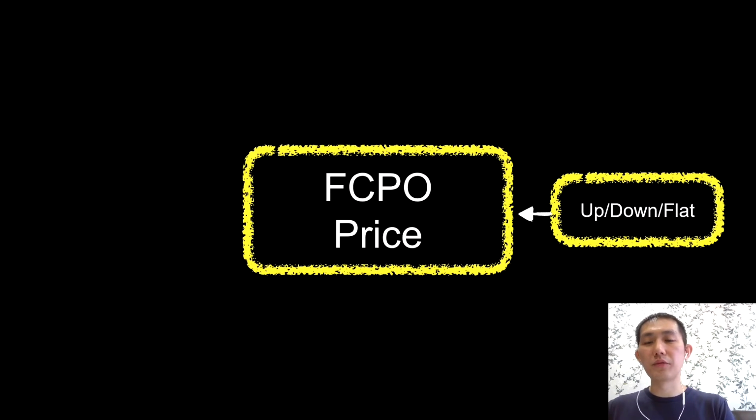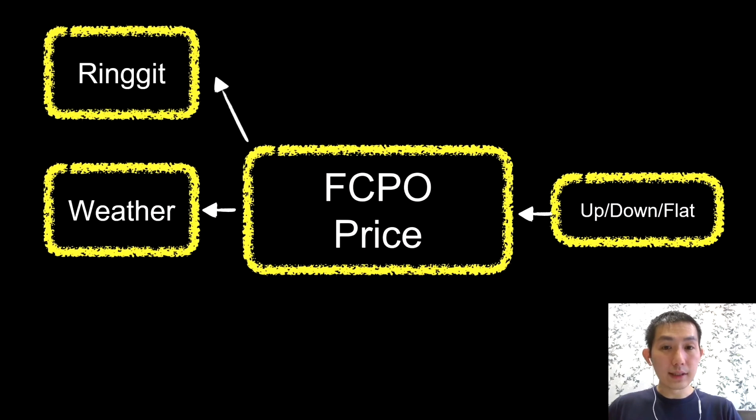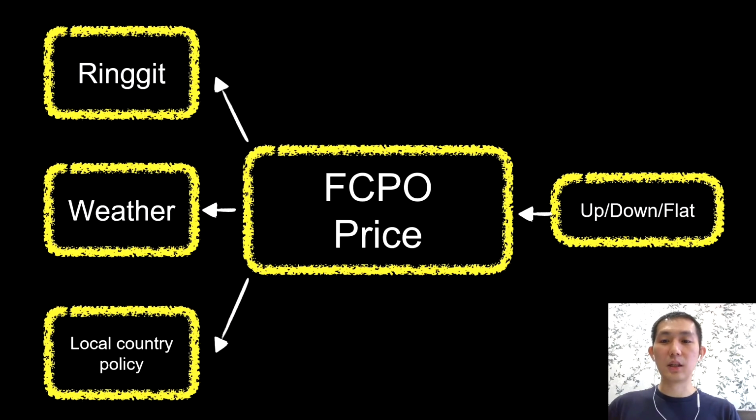Now let's apply this to our trading situation. So let's say you already know that the market is going up, going down, or even going sideways. So here you want to move backwards to find out what caused the price to move. What are the reasons behind it? Is it because of the weather? Or is it because of the Malaysian ringgit? Or is it the local country policy that affects the price?